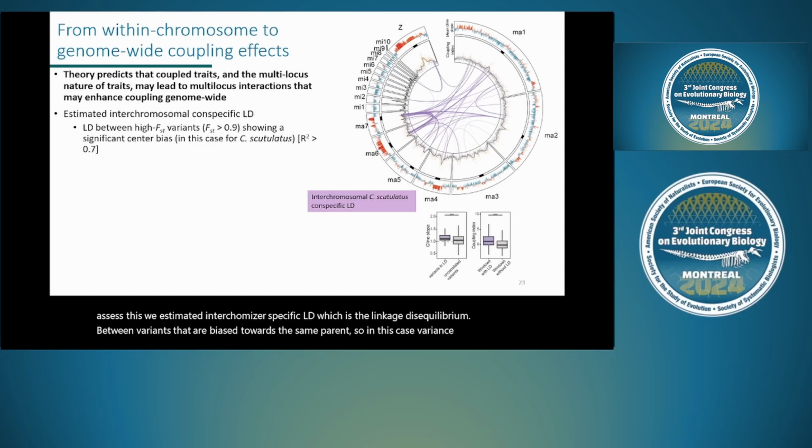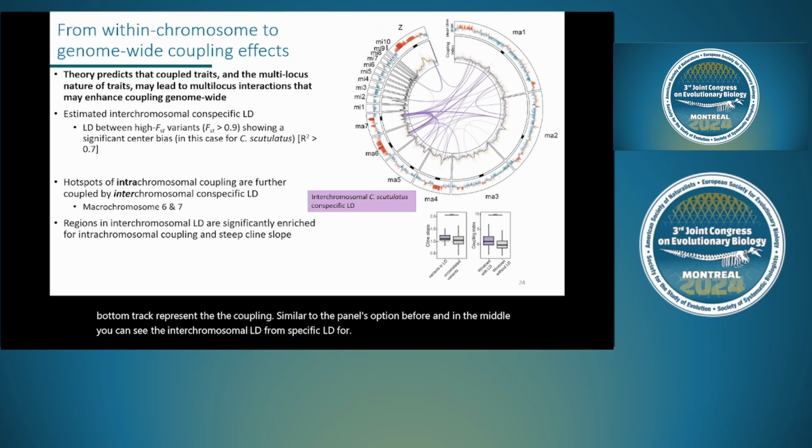And so what you can see here in the circle plot, that's the whole genome. Each section represents a chromosome. The outer track represents the cline slope, and the bottom track represents the coupling, similar to the panels I've shown before. And in the middle, you can see the interchromosomal conspecific LD for Crotalus cucullatus. So I hope it's not too small. Maybe you'll have to trust me on this. But what we can see is that we have two hotspots of interchromosomal LD, one on macro 7 and one on macro 6, that are also heavily interconnected.